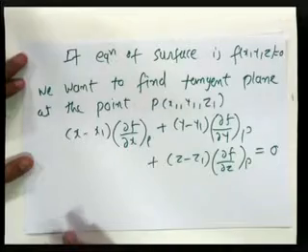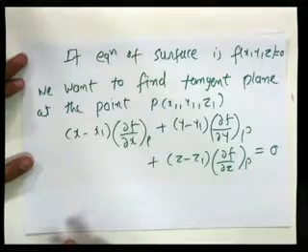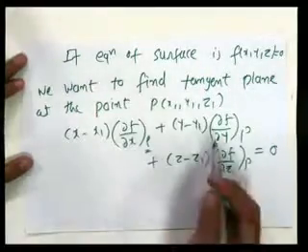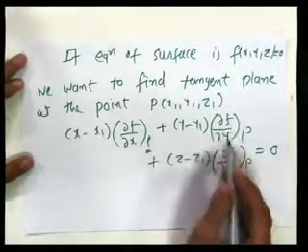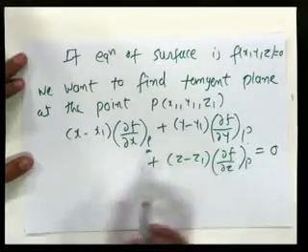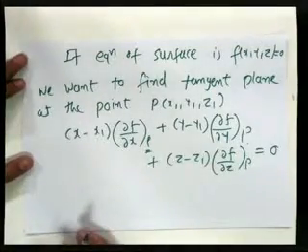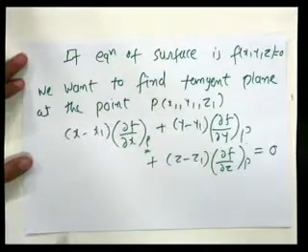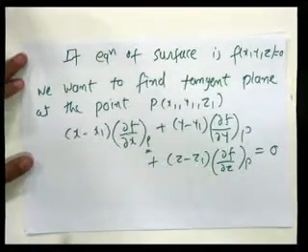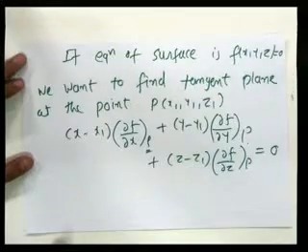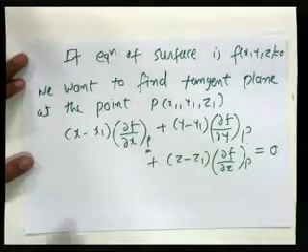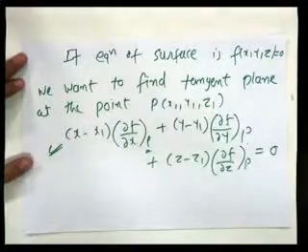So if we want to find the equation of the tangent plane, we need to take the partial derivative of the given surface f with respect to x at the point P, then the partial derivative of f with respect to y at the point P, and the same way for z, and put all these values in this equation: x minus x1 into del f by del x plus y minus y1 into del f by del y plus z minus z1 into del f by del z is equal to 0. This is the equation of the tangent plane.